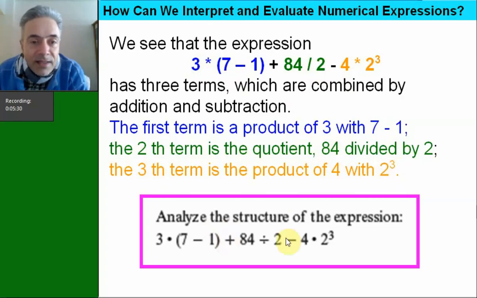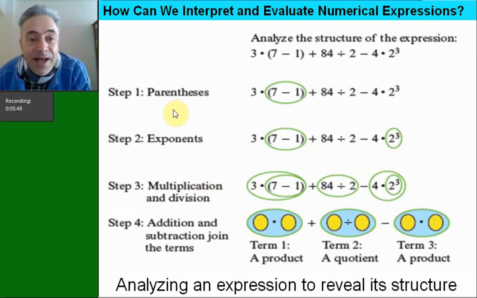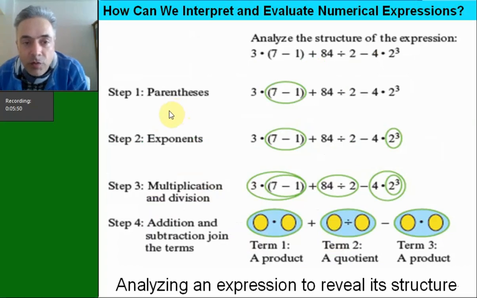So let's analyze the structure of this expression. Here's the same expression: 3 times 7 less 1 plus 84 divided by 2 less 4 times 2 raised to the power of 3. The first step is parentheses, which have the highest priority. We have to solve what is inside the parentheses, so here it will be 7 less 1. This is the first one.